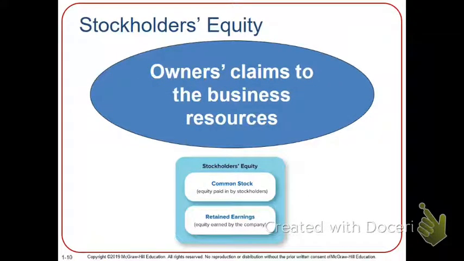And then there's our stockholders' equity. There are two main stockholders' equity accounts that we'll focus on: common stock and retained earnings. And retained earnings is the equity earned by the company. That's our net income we'll talk about in a minute. And common stock is the equity paid, which is when people buy stock in our company.